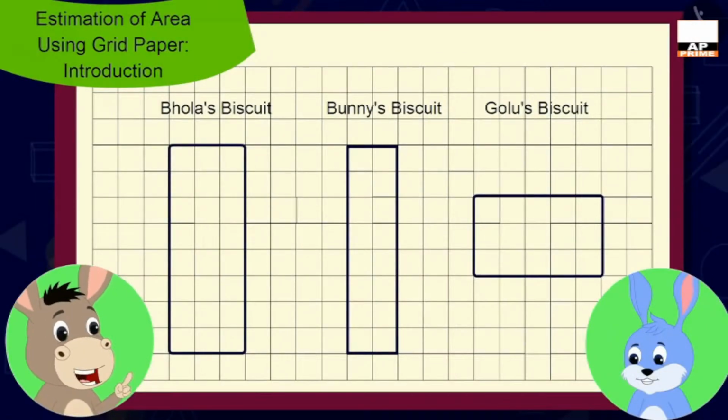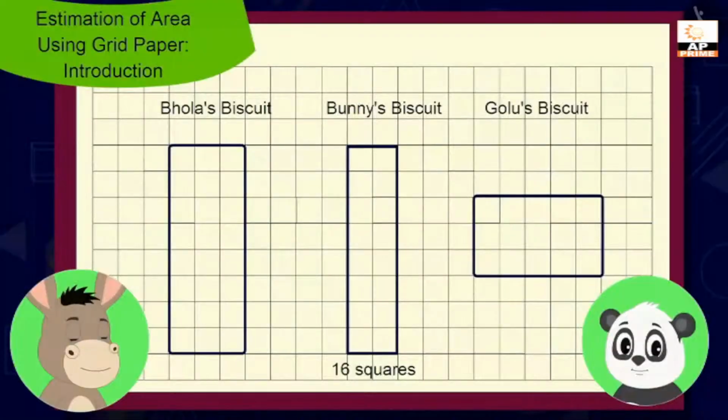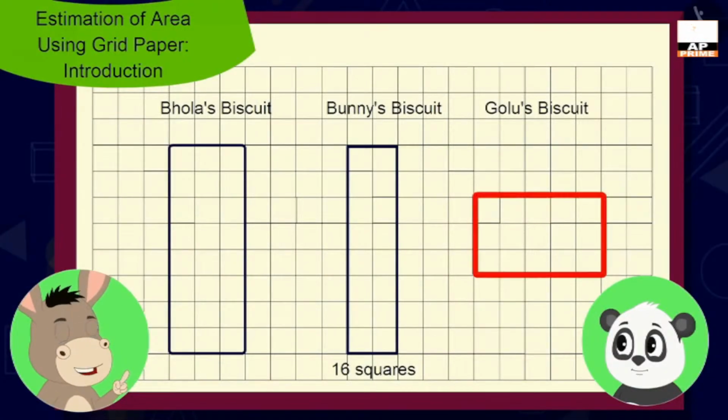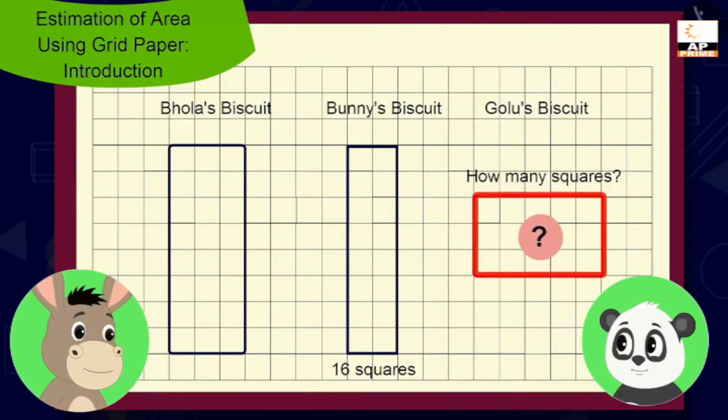Bunny, can you tell me how many squares are there in the shape of your biscuit? Bhola asked Bunny. Bunny quickly counted the number of squares and said, 16 squares. And Golu, tell me how many squares are there in the shape of your biscuit? Bhola asked Golu.